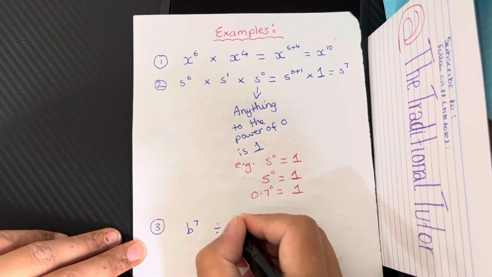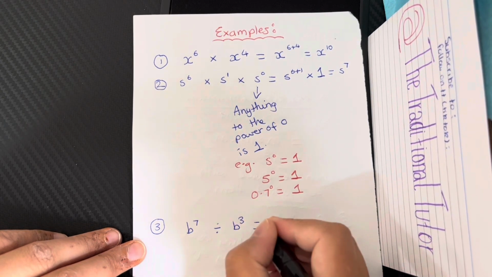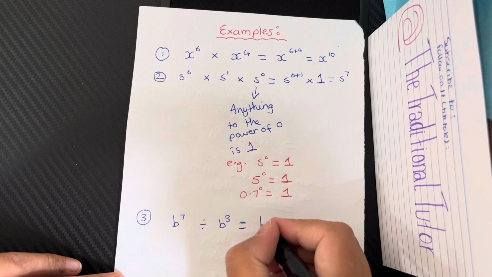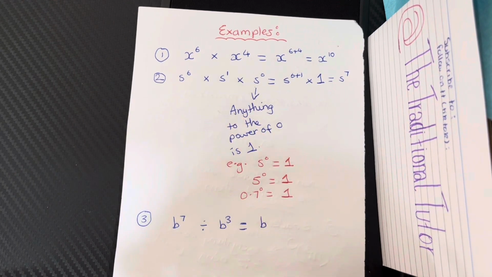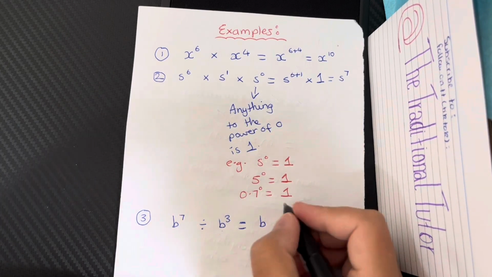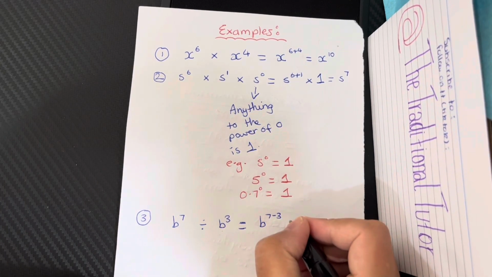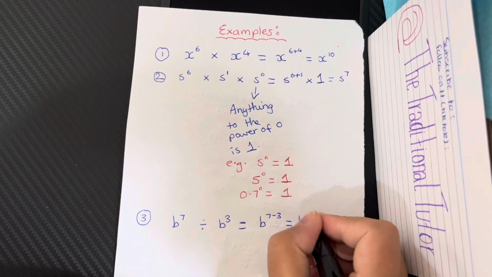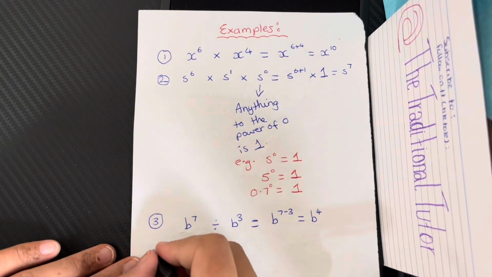Now let's take a look at example 3, which is a division question. So b to the power 7 divided by b cubed, which means that we'll now be applying our rule of division of indices. So we've got 7 and we've got 3 here, same variable, so we're going to subtract 3 from 7, which is just going to leave us with b to the power 4.